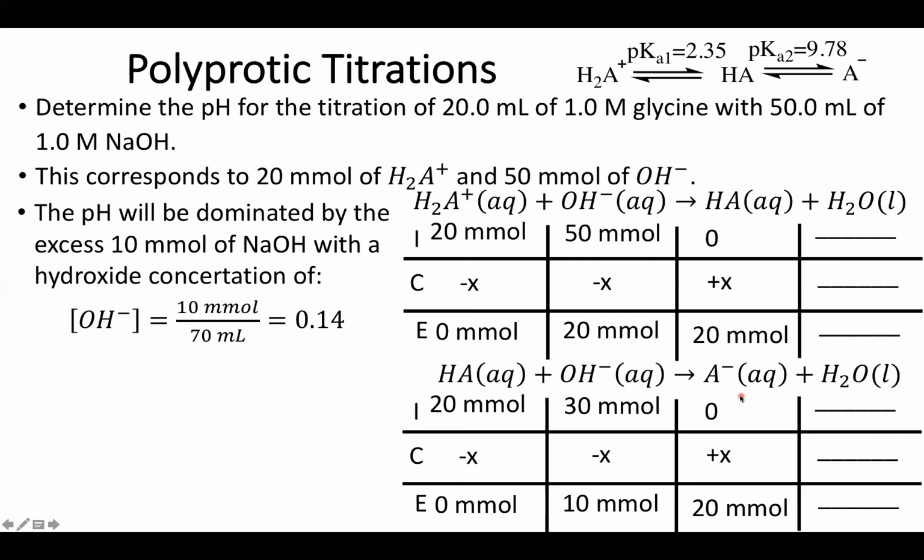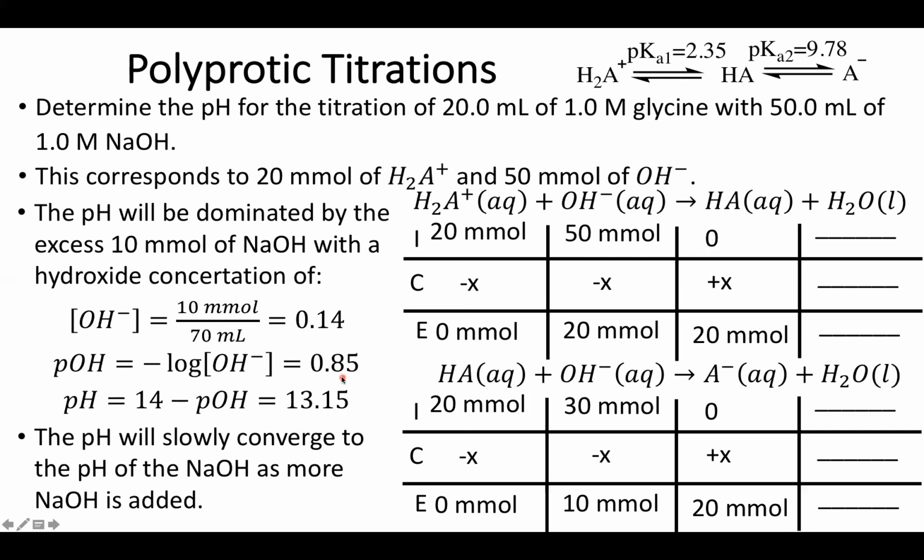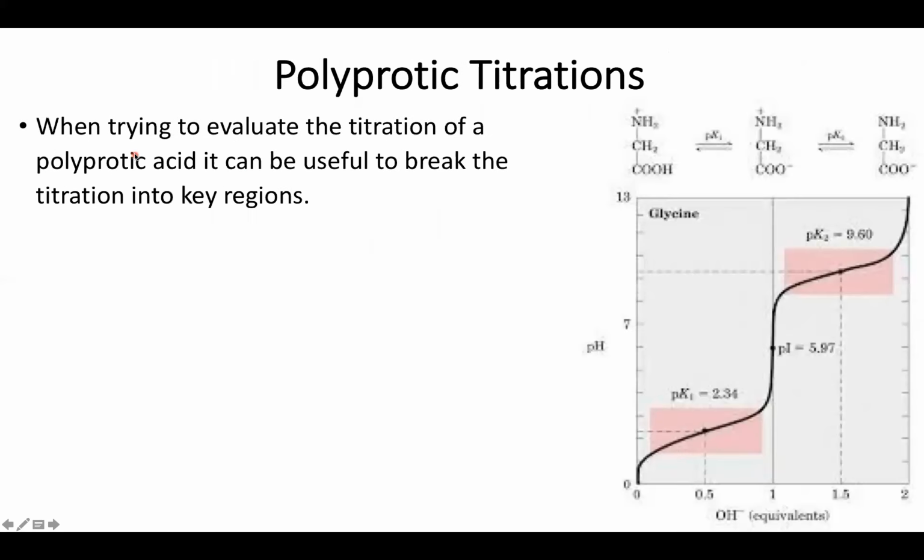So our pH will be dominated by that excess hydroxide, which is going to have a concentration of, again, 10 millimoles over a full volume of 70 milliliters so far, which will give a molarity of about 0.14, which we can convert to pOH of about 0.9. So yeah, that's pretty basic because that's a pH of about 13. And again, the pH will slowly converge to the pH of that 1 molar sodium hydroxide, which has a pH of 14 as we add more sodium hydroxide, because we can never get a pH higher than the 14 that we're adding. So there's a lot of moving parts to these polyprotic systems.